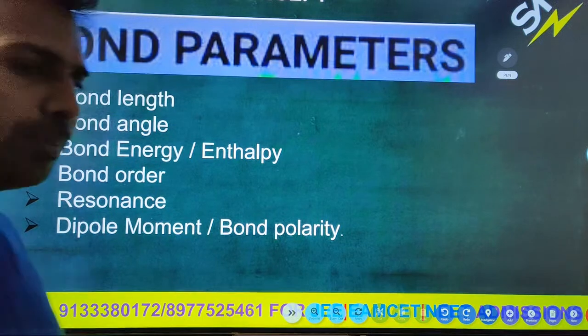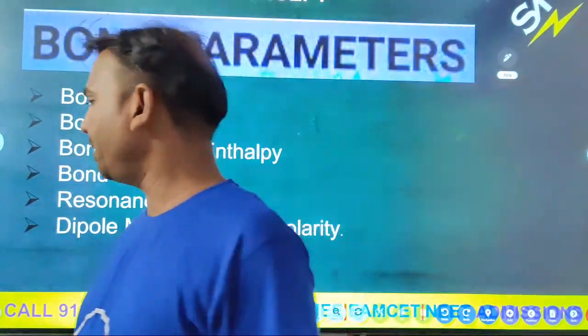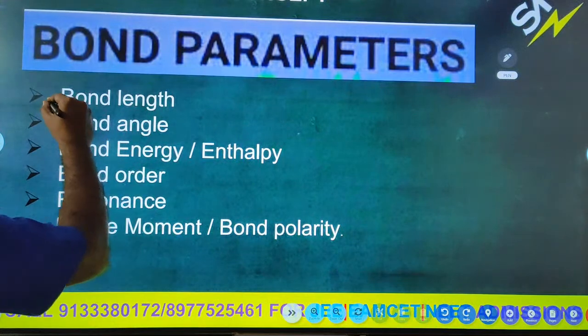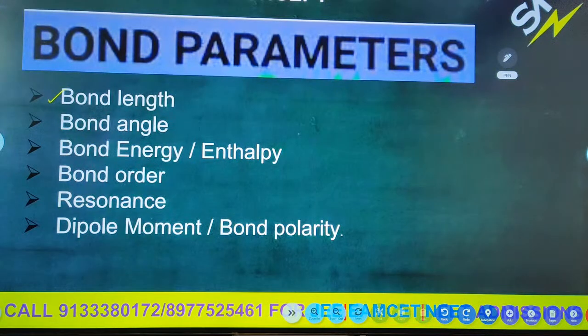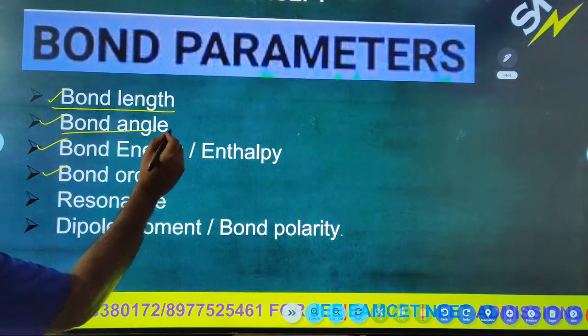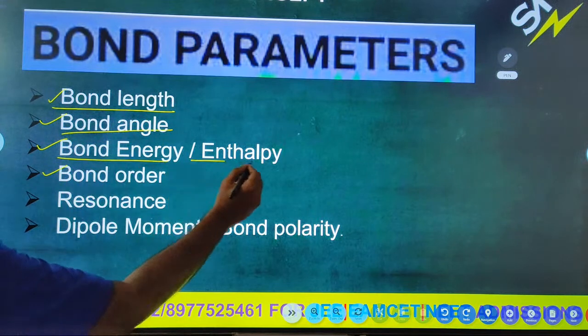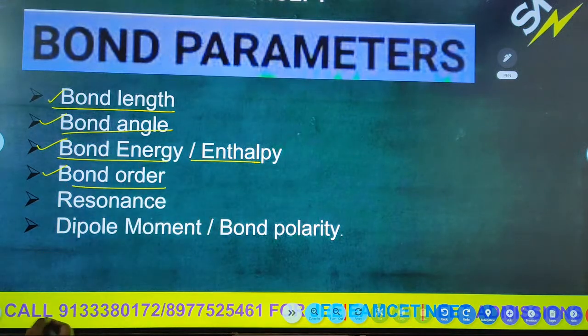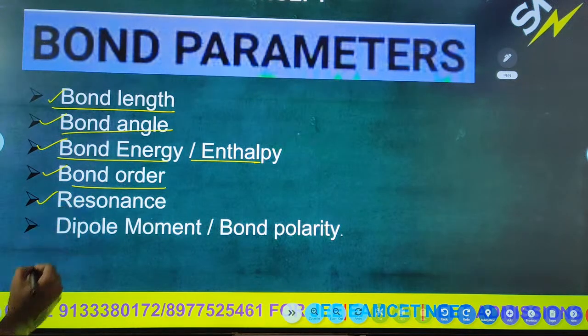So what are the bond parameters? First, bond length. Second, bond angle. Third, bond energy or enthalpy. Then bond order. We completed bond length, bond angle, bond energy or enthalpy, and bond order. In this session, we are going to cover resonance and dipole moment. Dipole moment is also called bond polarity.